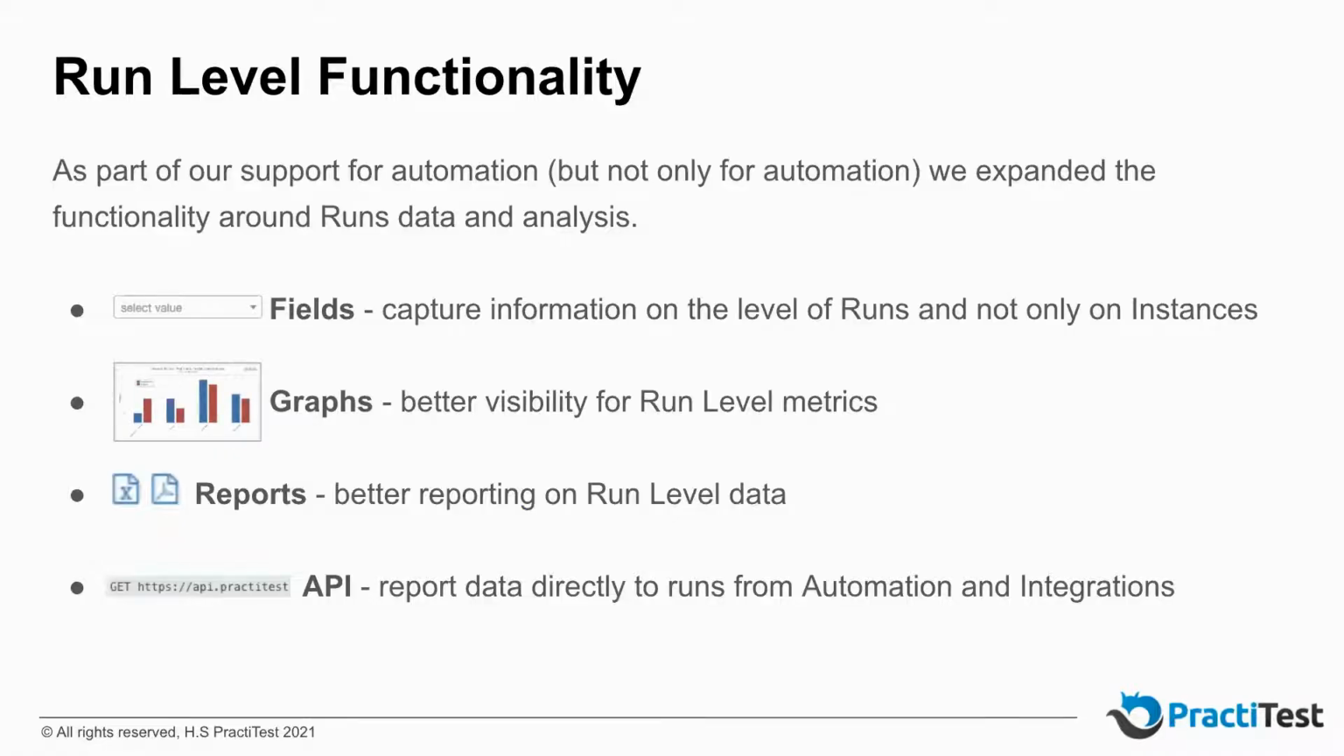So when we look into the additions that we have been adding to the run level functionality, I can separate this into 4 main points. The first one is the addition of fields on the level of the runs in order to capture information that is specific to my run. Maybe the build that I was working on, the environment that I was using, all that stuff that will be important when I try to analyze what's going on in my execution.